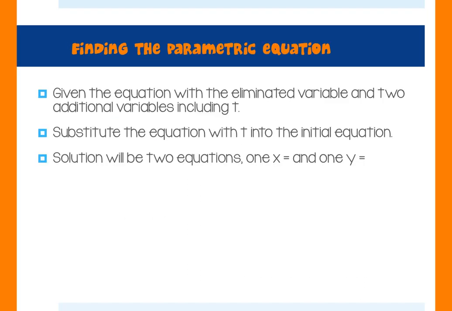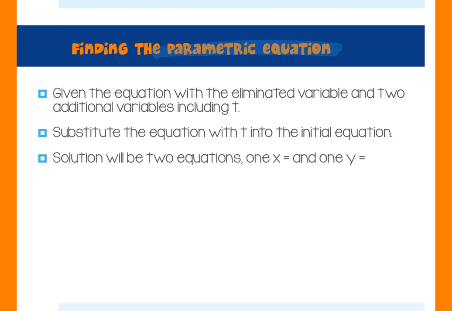Okay, the last thing we're going to do is work backwards. We are going to be given 1 equation without t and 1 equation with t. And the goal is to bring the t back in. So this is finding a parametric equation if you are given 1 rectangular and 1 parametric.